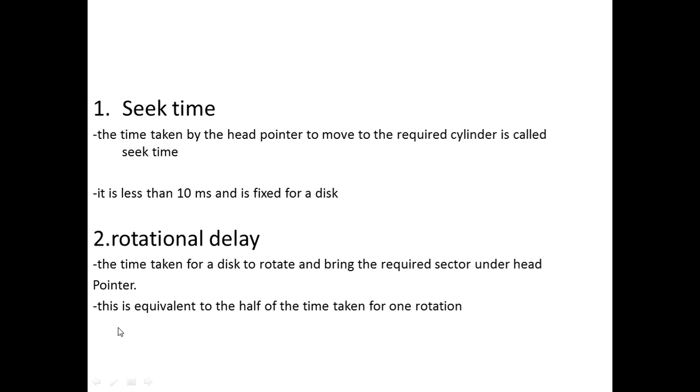The next type of delay is rotational delay. The time taken for a disk to rotate and bring the required sector under the head pointer. As we saw in the second step of the transfer procedure, the disk is rotated to position the required sector under the read and write head, and the time taken to process this is called rotational delay. Another interesting fact about rotational delay is that it is exactly half of the time taken for one rotation.